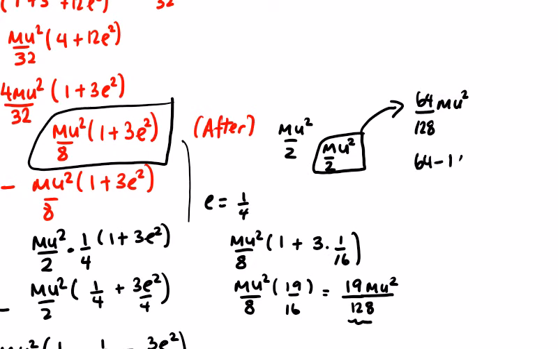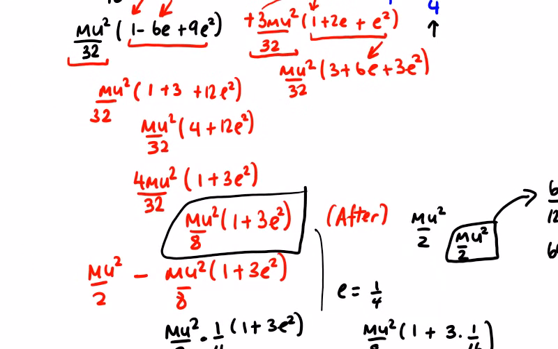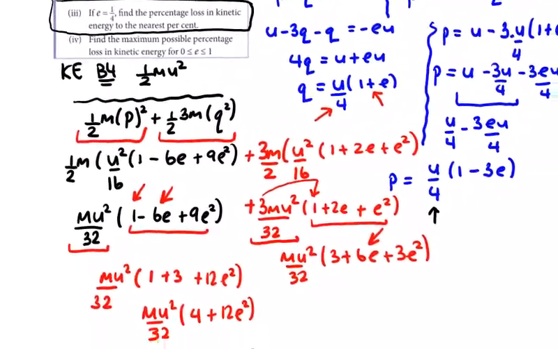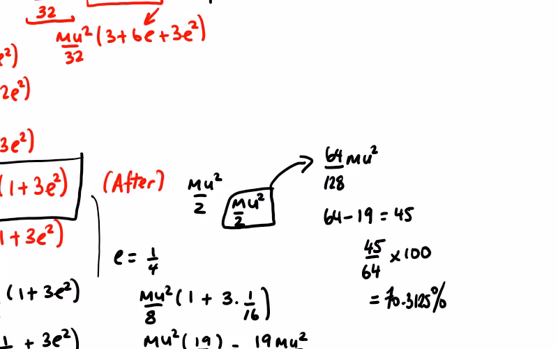So it started at 64 and went down to 19, a loss of 45. So the loss was 45 over what it started with, times 100, will give me the percentage loss. So it's going to give 70.3125%. Do they ask for the nearest percent here? To the nearest percent, better round it off to 70.